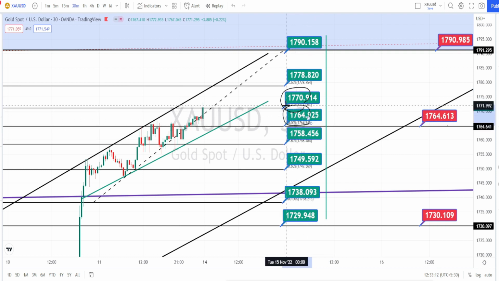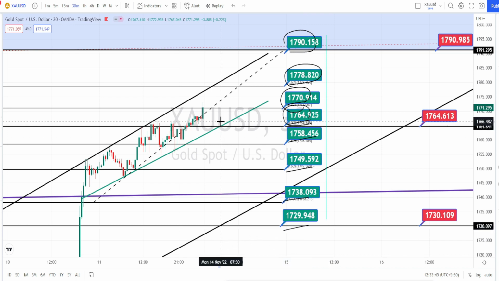And if the price action breaks this resistance level of 1770, the next levels of resistance are going to be around 1778 and 1790. And if the price action breaks the support level of 1764, the next levels of support are going to be around 1758, 1749, 1738 and 1729 or 1730.